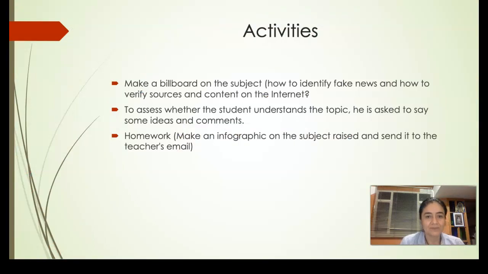Students, the next activity is the same. In groups of 3 persons, make a billboard on the site. Place on the billboard how to identify fake news and verify sources and content on the internet. Is it clear? For this activity, 10 minutes. Okay.